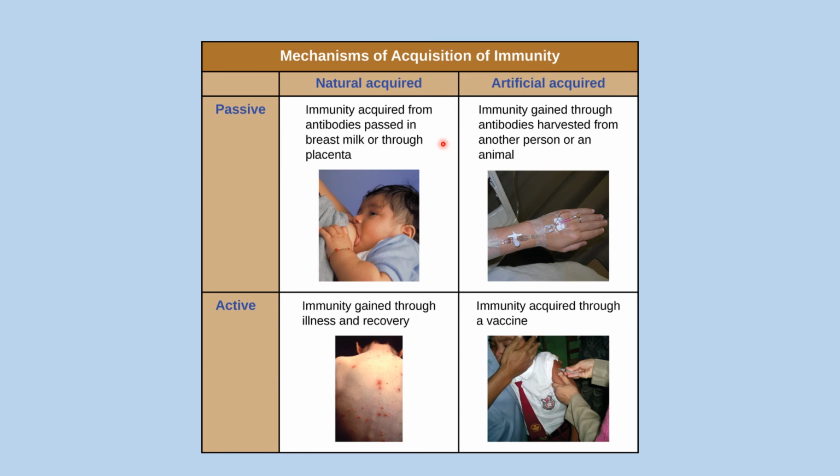Either the developing fetus was protected because the antibodies the mother made passed the placenta, or a newborn who is breastfeeding, the antibodies are being passed through the breast milk and protecting the infant. Will that provide protection for the infant right now? Yes. Long term? No, because they don't have the memory cells.